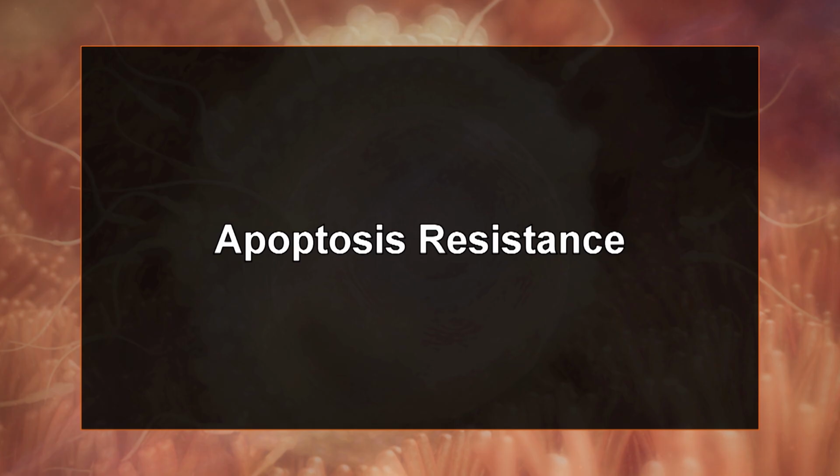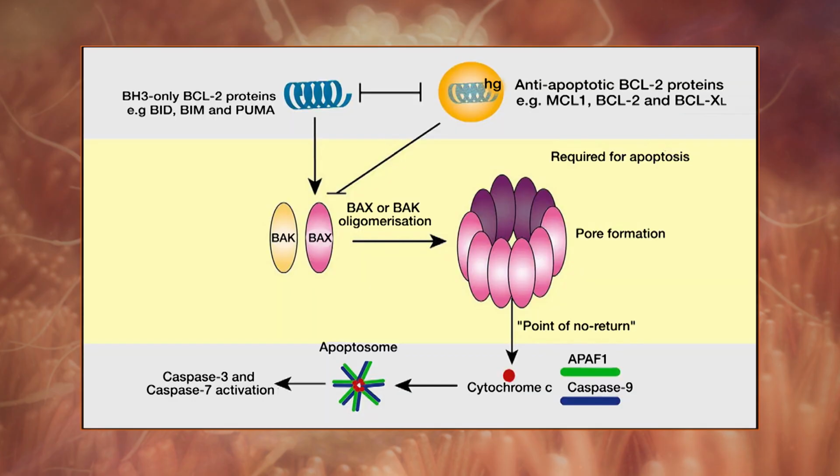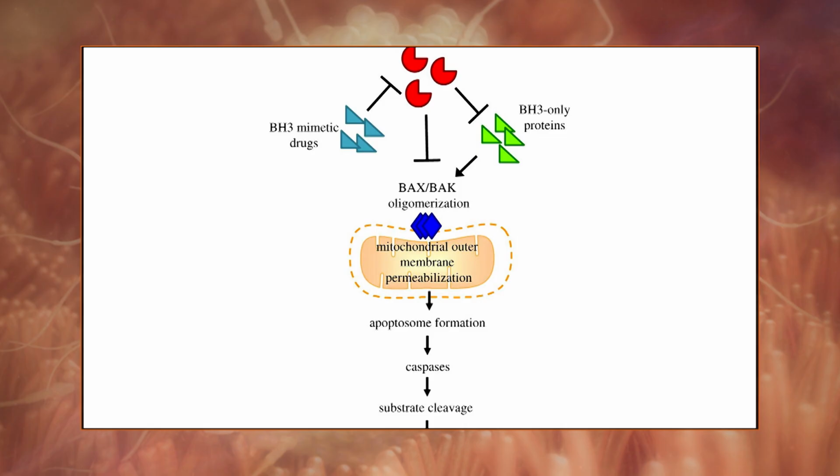Then we have apoptosis resistance. Normal cells undergo apoptosis when damaged. Cancer cells evade this via B-cell lymphoma 2 overexpression, common in follicular lymphoma due to t(14;18) translocation, or mutations in pro-apoptotic genes like BCL2-associated X protein or Bax protein. Targeted drugs such as BCL2 homology domain 3 mimetics, venetoclax, aim to restore apoptosis.